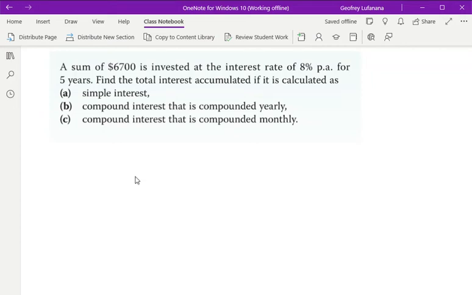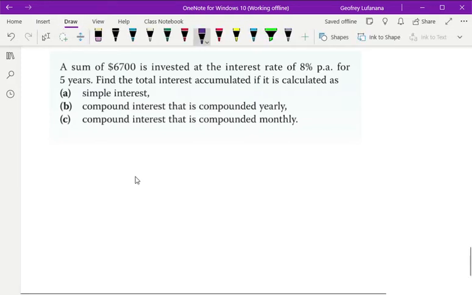Welcome. In this video, we're going to be working out a question that requires us to use the compound interest formula and also solve questions involving compound interest. Okay, so our question reads: a sum of $6,700 is invested at an interest of 8% per annum for 5 years. So find the total interest accumulated if it's calculated as simple interest.